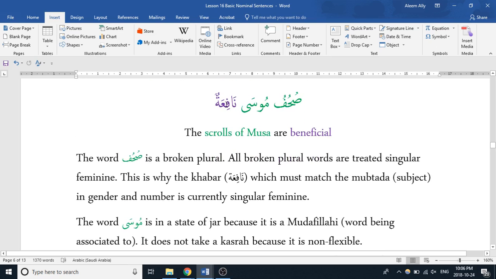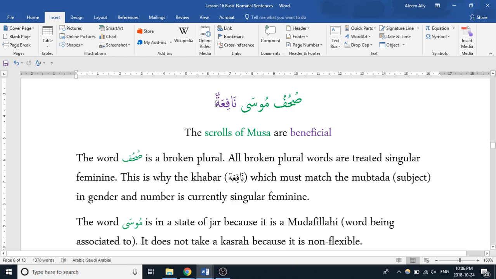So let's look at another example. Suhufu Musa nafi'atun. It's the same thing going on here. The only thing is that this word is tough to tell if it's in a state of jar. You're just going to have to look at the construction and be able to tell: this has no alif lam, it has no tanween. That's weird, we usually don't see it. It's coming with a noun right after it that's fixed because of this alif maqsura on the end. It's always going to look that way, whether it's in a state of rafa, nasb, or jar. So we're going to say that it's jar because this doesn't have alif lam, this doesn't have tanween, so it's probably a mudaf ilayh. It'd be translated as the scrolls of Musa.